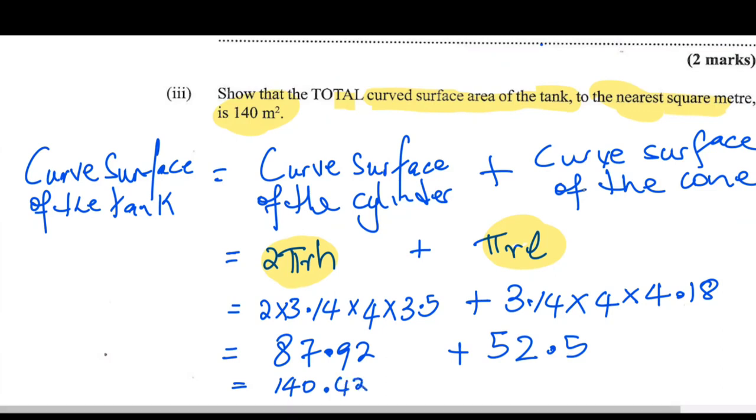140.42, and they did say if you round it off to the nearest meter square, you'll get 140 meters square. So all that you did right there was spot on, because we got back exactly what they want us to prove: that we would have gotten 140 to the nearest square meter.